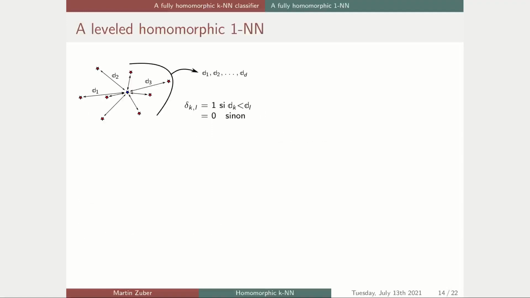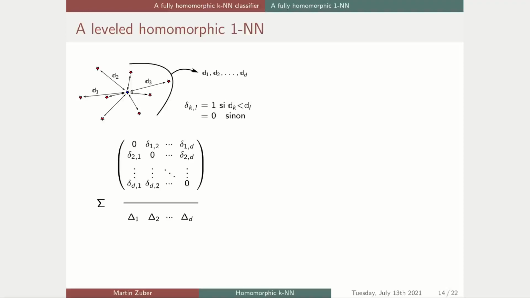First, let me present a leveled homomorphic one nearest neighbor computation. On the left here, every operation is done in the clear domain. We start with some distance computations. And then for every pair of distances dk and dl, we compare those two and compute a delta kl, which is only equal to 1 if the distance dk is lower than the distance dl. And this gives us a matrix of deltas, and we sum all of the columns of this matrix in order to get big deltas.